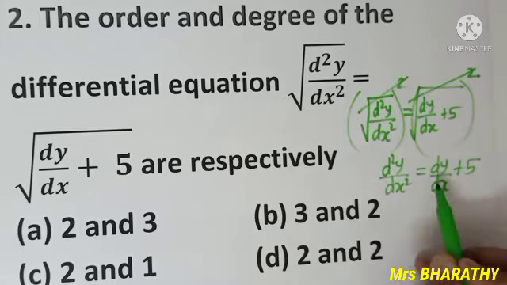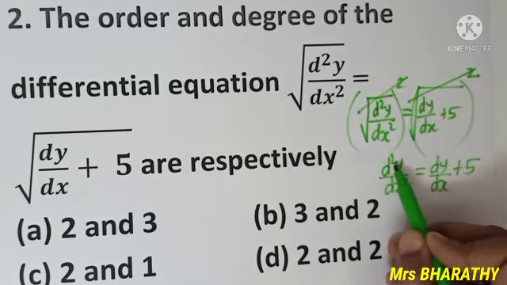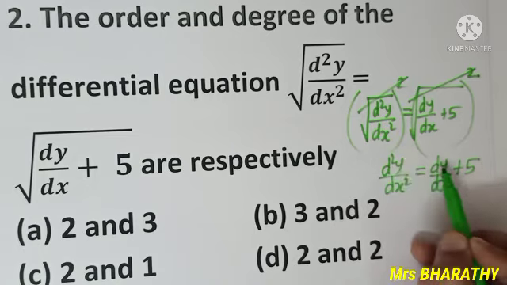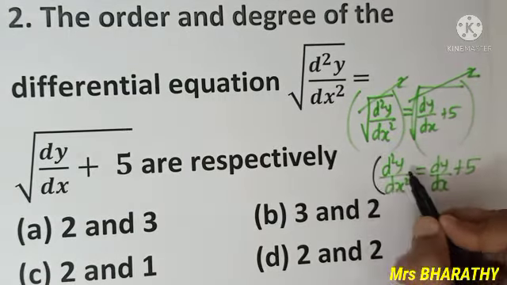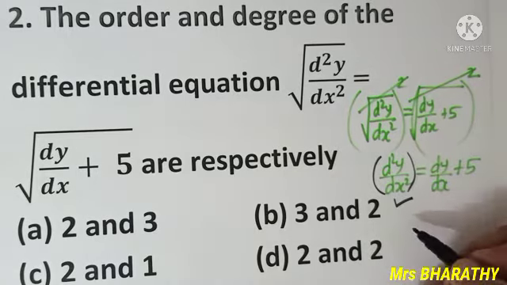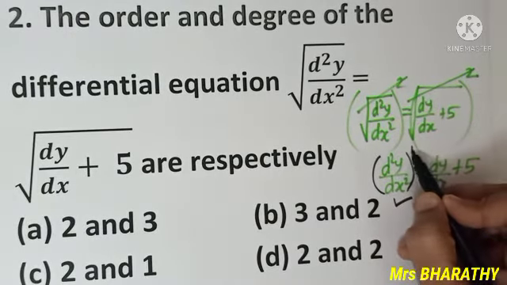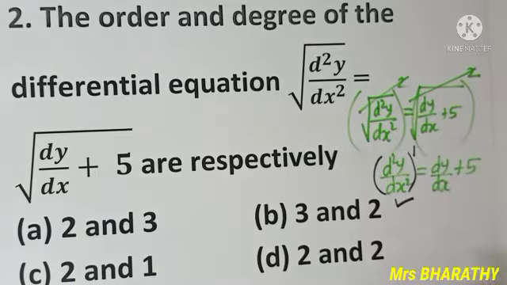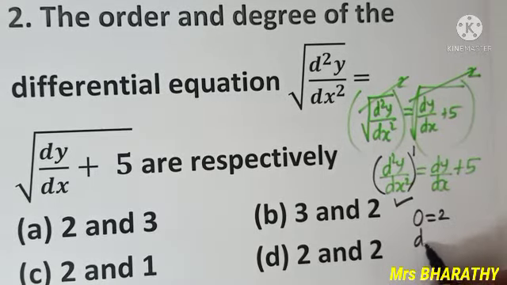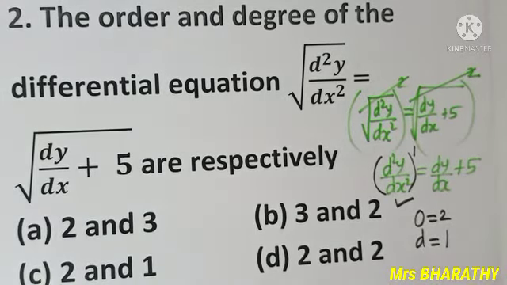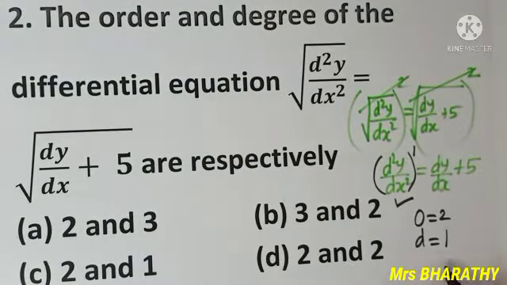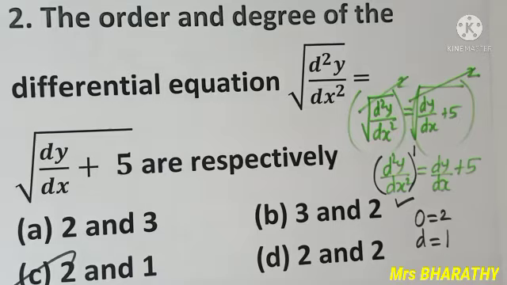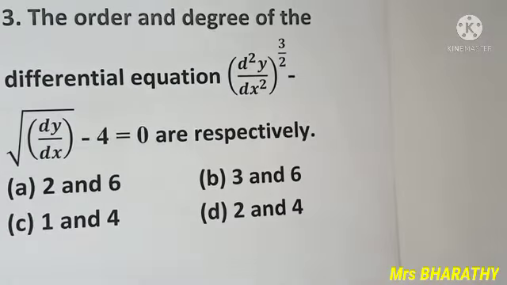When I compare the terms, the bigger order I have to choose. Here the order is 2, whereas here the order is 1. So choose the bigger order. This will be my choice. Order 2, whole power 1 tells me degree. So the order is 2 and the degree is 1. 2, 1. Order and degree. 2, 1. So, option C is the right choice.